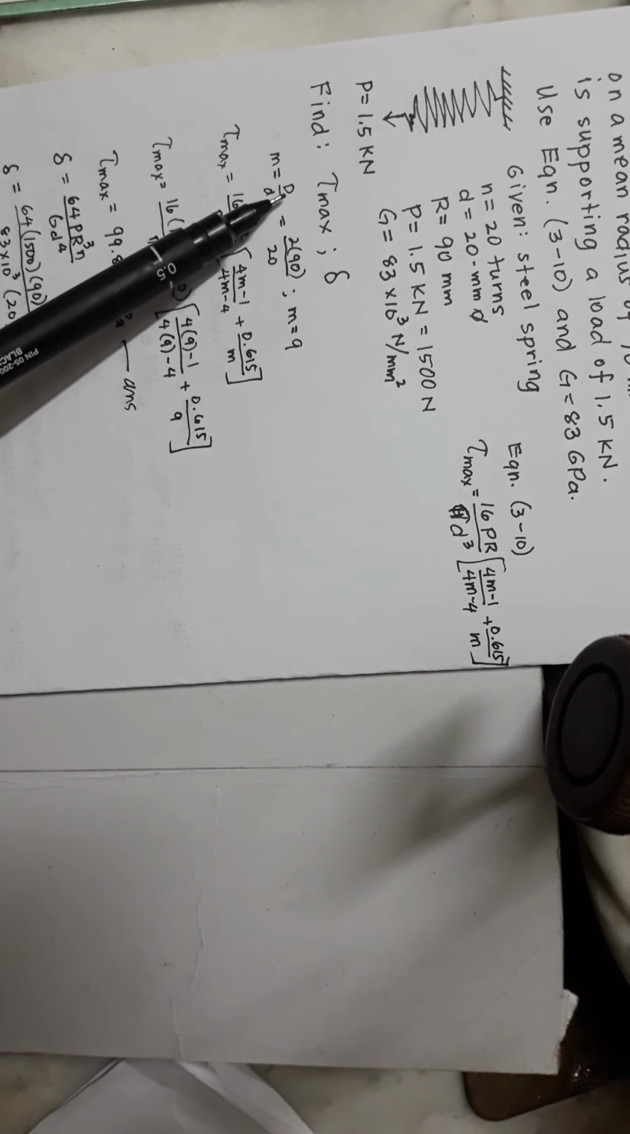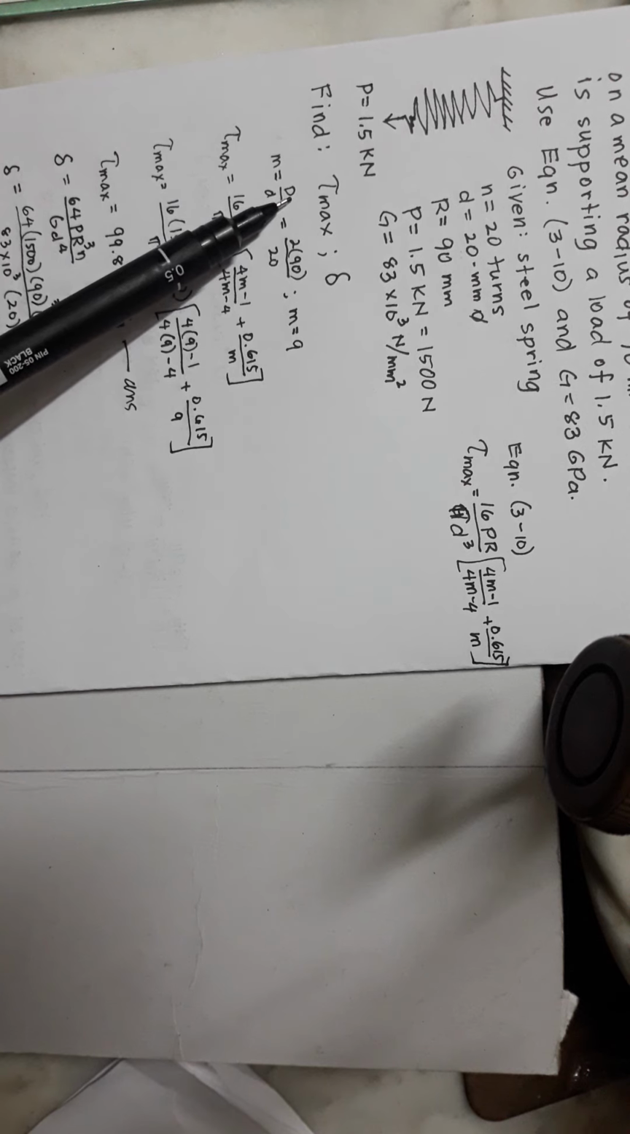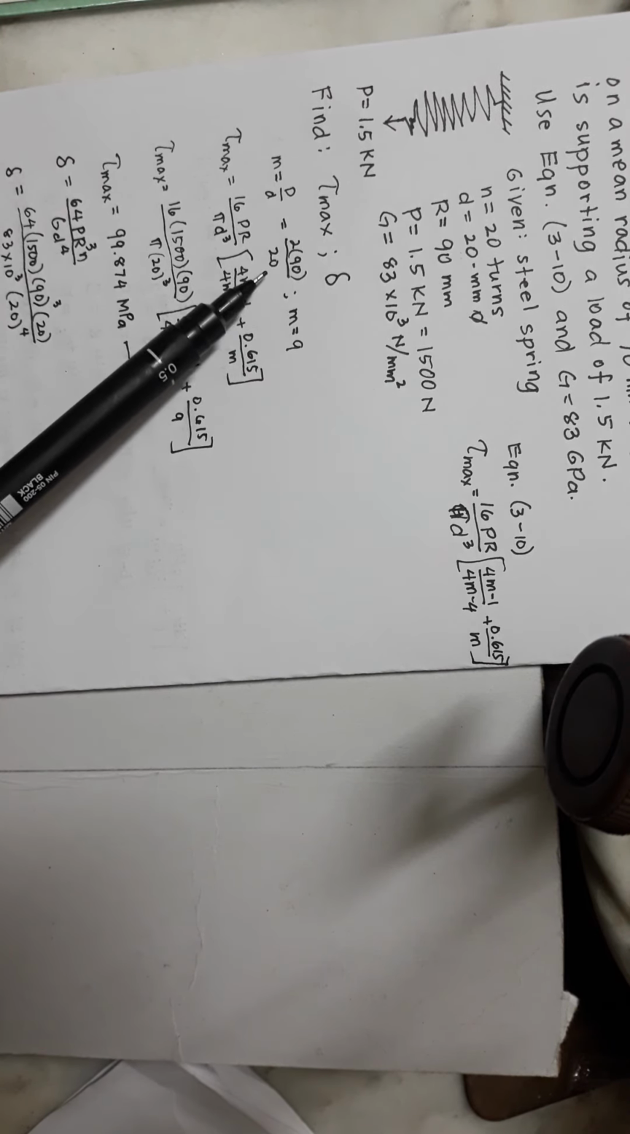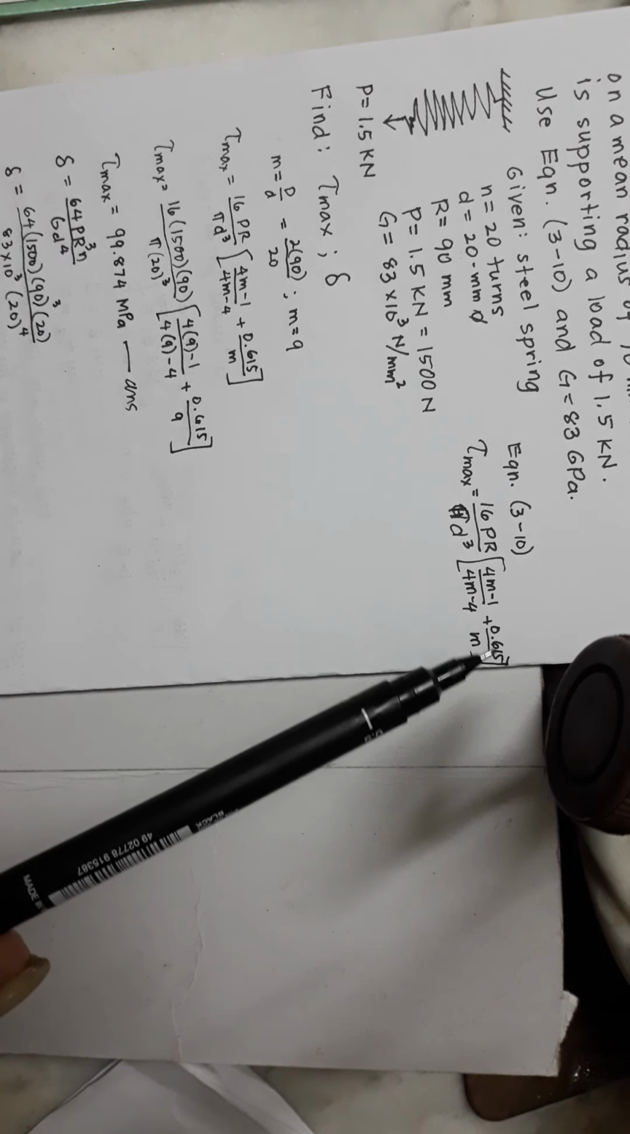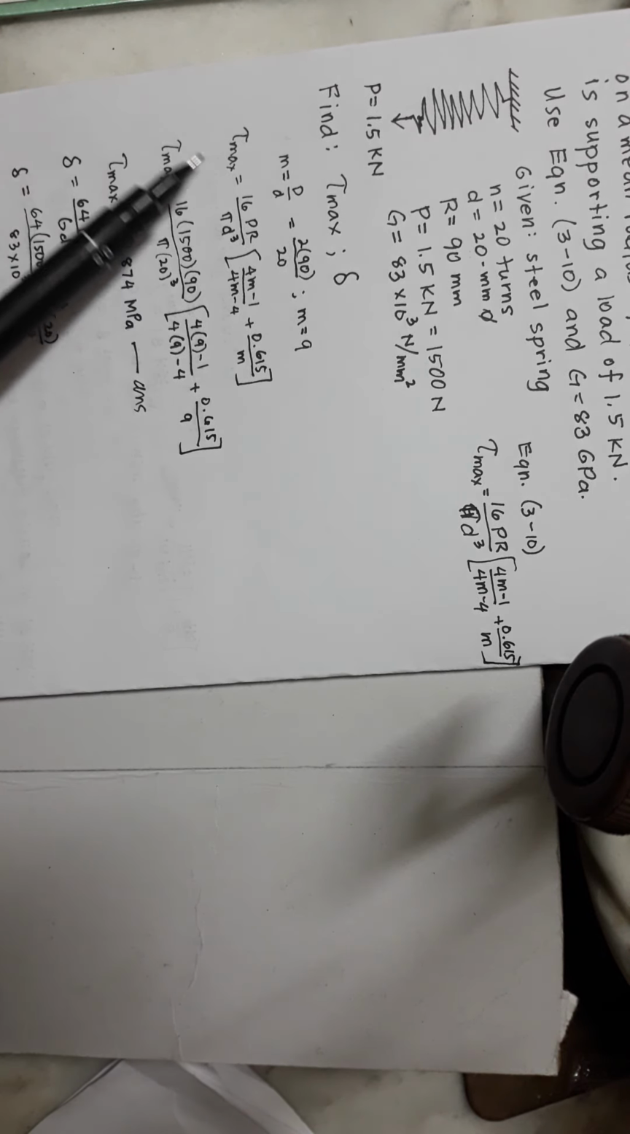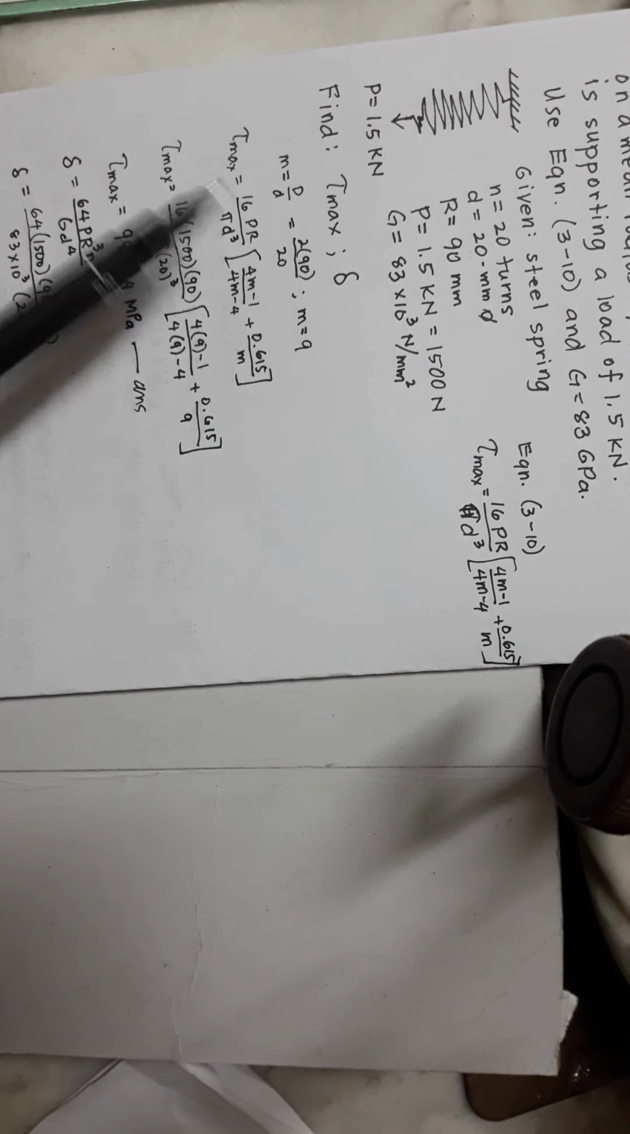Okay. So the first step is to determine and compute for this value of m. By the formula, m is equal to the mean diameter over the wire diameter. So the diameter is twice the radius, so 2 times 90 divided by the wire diameter, which is 20. So the answer for m is equal to 9. So that will be placed there. So tau max will have this formula.